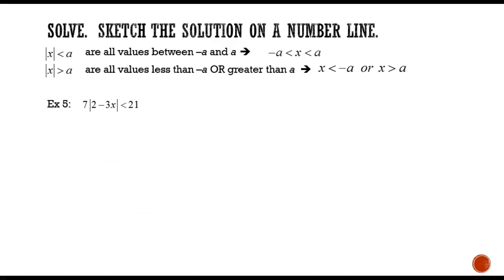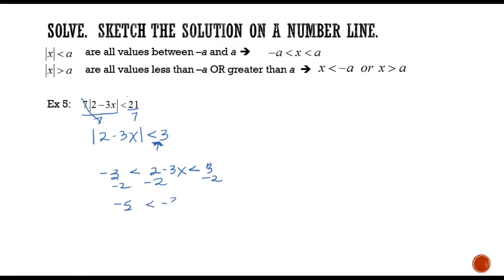One last example for you. First thing I would do is divide through by that 7. Okay? So I can leave it just as the absolute value of 2 minus 3x is less than 3. Now I can separate this out. It's a betweener because it's a less than right here. So I'm going to say negative 3 is less than 2 minus 3x is less than positive 3. Okay? And then I'm going to go through and solve it. So I'm going to subtract 2. So negative 5 is less than negative 3x is less than 1.